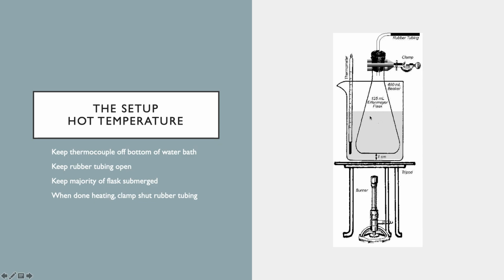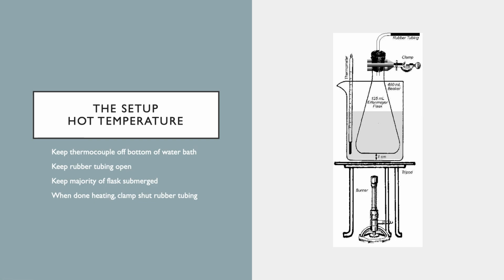Probably do the same thing with the bottom of the actual flask you're submerging as well, just barely off the bottom. And then the other piece to really make sure of is there's going to be rubber tubing here, and actually on most of our flasks you're going to see the rubber tubing come out the side. Make sure that that rubber tubing is open as you're heating things.